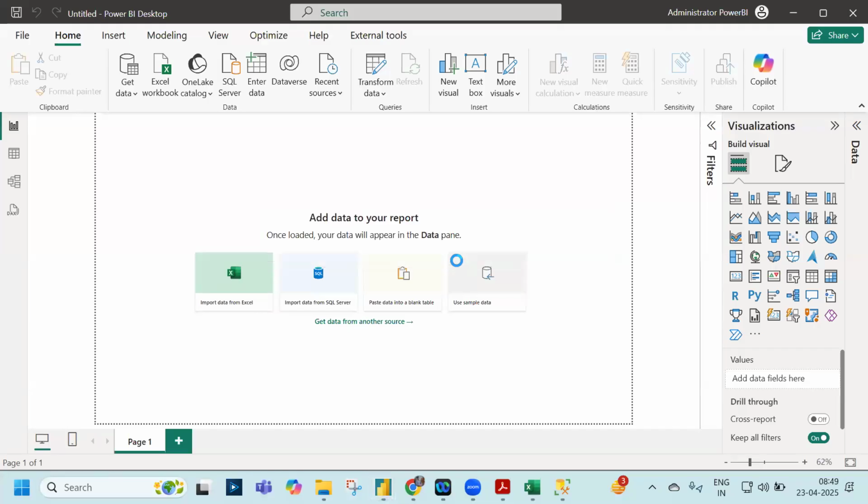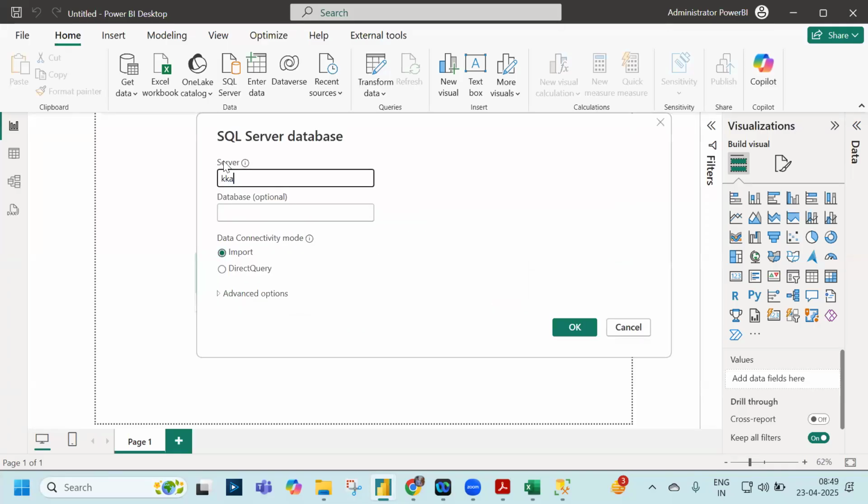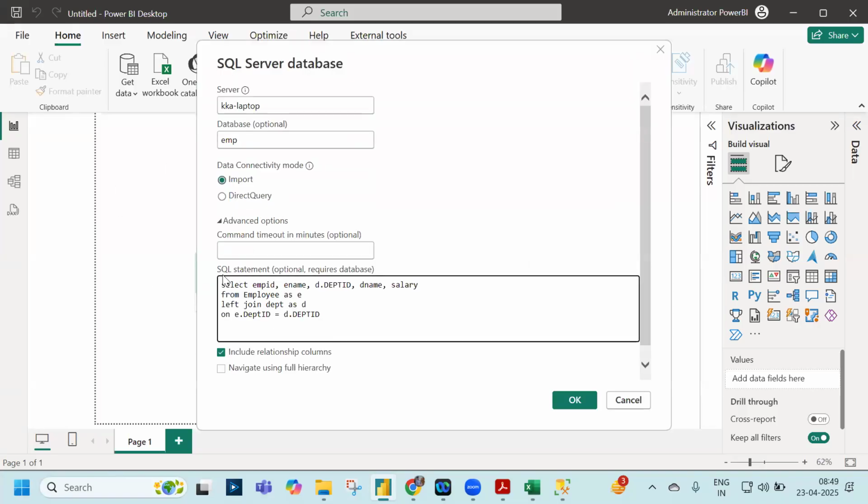The data is there in SQL Server. The SQL Server name, KK laptop, this is my SQL Server name. Database is this. Here we have the option. Someone who is good with queries can directly write it and click OK.